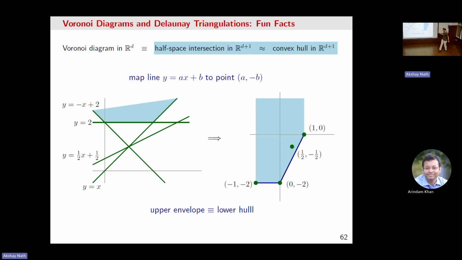Essentially, if you look at the intersection of these upper half planes here, that corresponds to the lower convex hull in the dual space. And if you want the whole convex hull, you should also look at the things below the lines and take the intersection of these lower half spaces, and then you can combine the two.